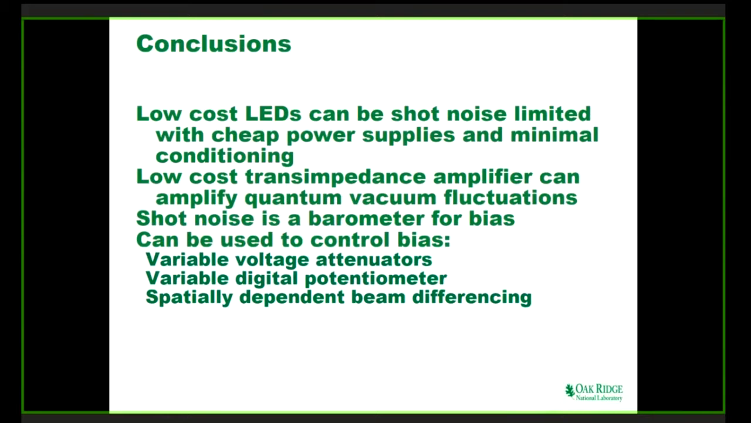Of course, low-cost transimpedance amplifiers easily amplify that quantum vacuum noise, and we can actually measure the noise to see if there's bias in there, and like I was saying before, do the feedback or feed forward to correct for that. And yep, multiple ways of doing that. And I think that's it.